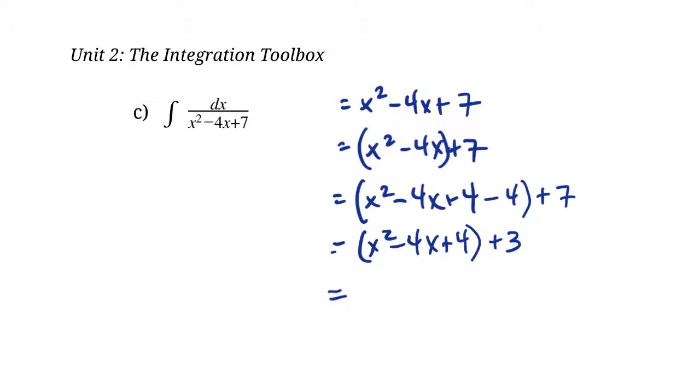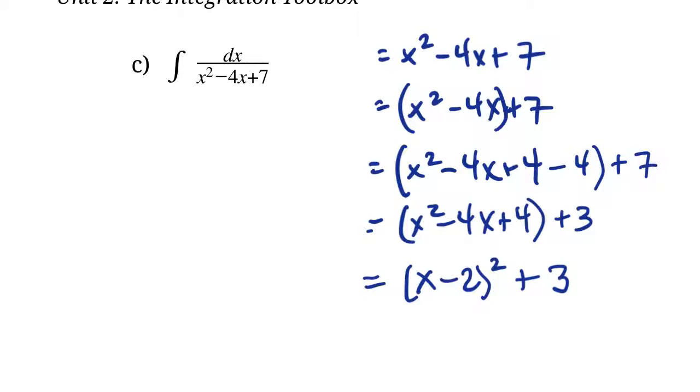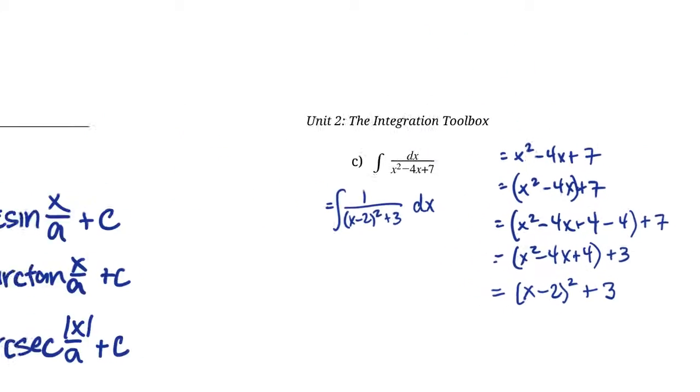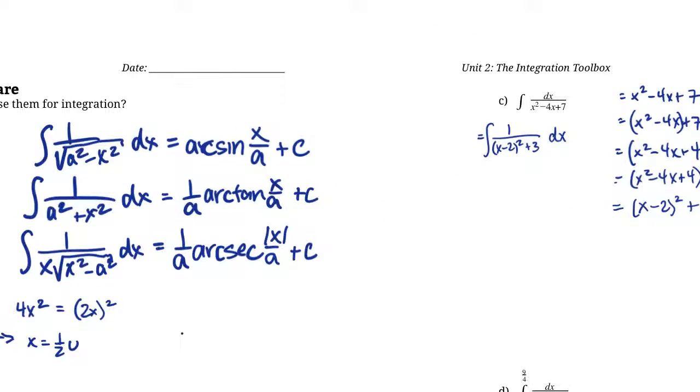And then we realize through our rules of factoring that this is just a perfect square. That is x minus 2 squared plus 3. So we can essentially rewrite this integral with that. I'm going to move the dx off to the side too. So this is going to be x minus 2 squared plus 3 dx. There we go.